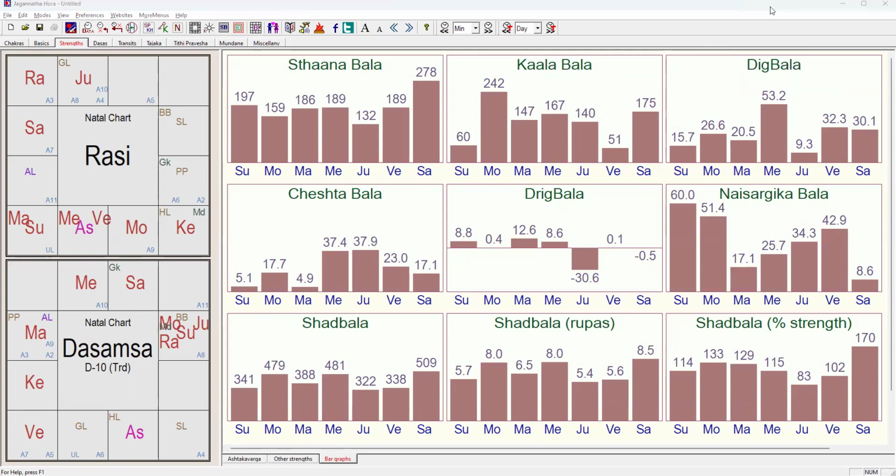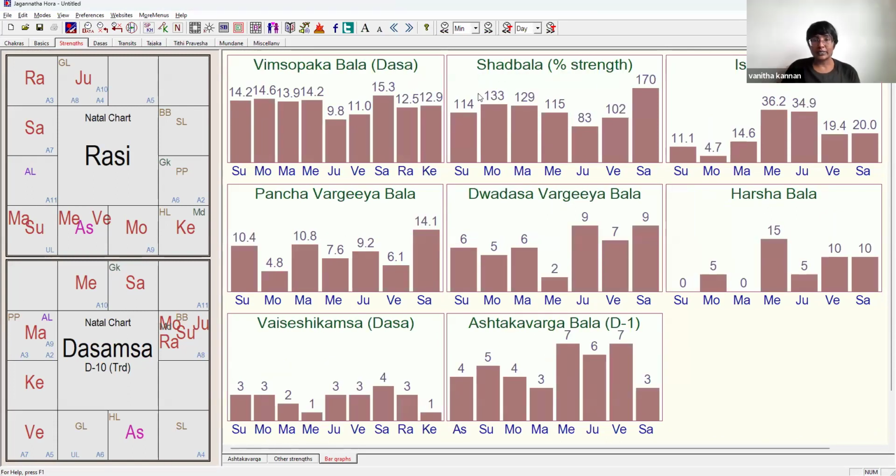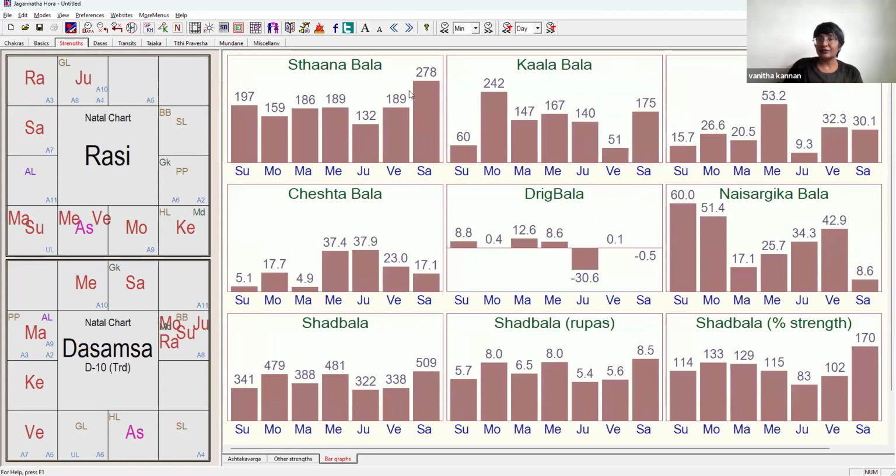Please show where you right clicked. I mean, I just want to see. Okay, I will show one more time. Usually by default you have this. When you click on the third tab, that is the strength, definitely you will have this screen. Then again right click, there you find the show Shadbala breakup. Click on that, and you will end up on this screen.